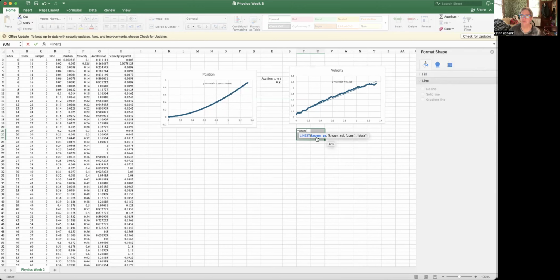Remember that it tells you what to do. You need the Y's first, not the X's. It's kind of weird that the X's don't go first. I don't know what to tell you about that. It's just Excel. So I'm going to come over here and grab all the velocities, which are in the y-axis, right? That's what's being plotted in the y-axis here.